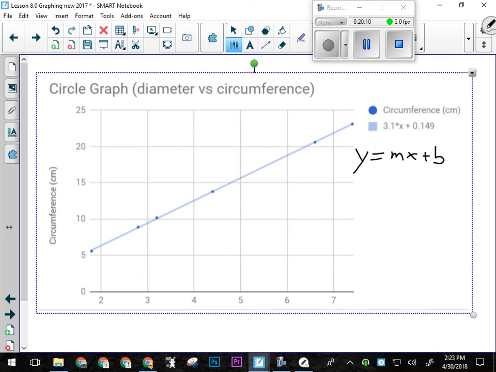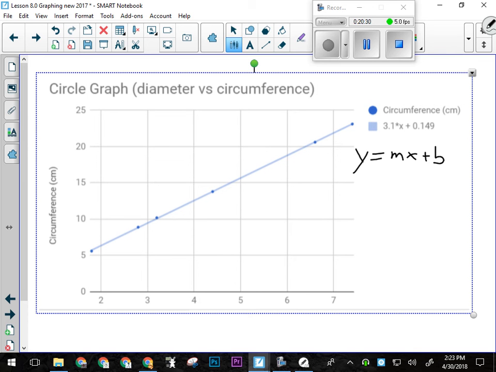They just don't put the y in there anymore. They used to, but they don't anymore. All right, so 3.1 is m. It's actually 3.14. I don't know all the digits, but whatever. You know, pi goes on forever. Okay, then times x plus 0.149. Okay, so that's what we call our y-intercept.